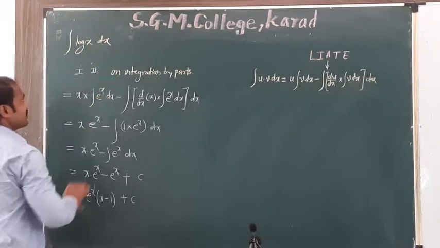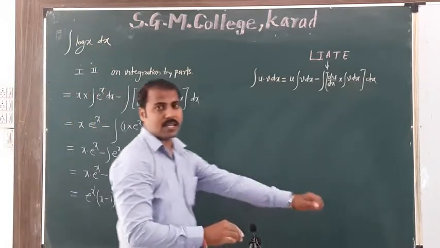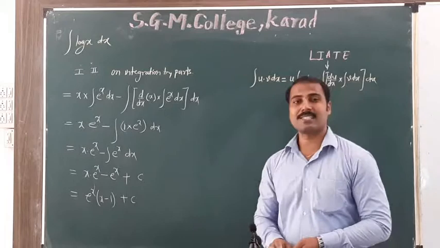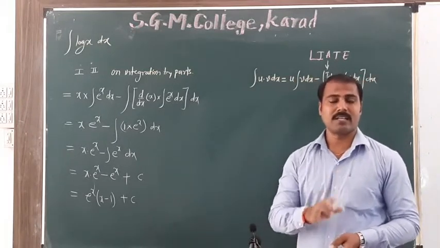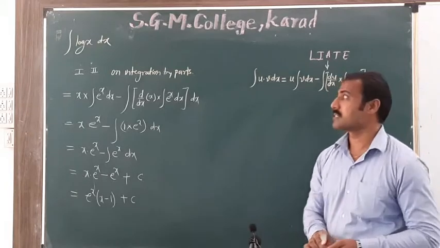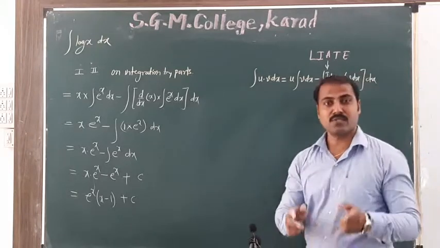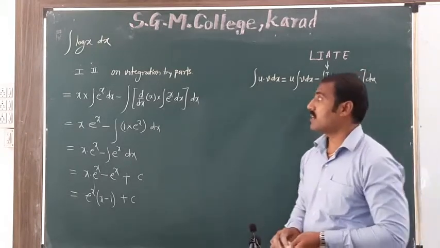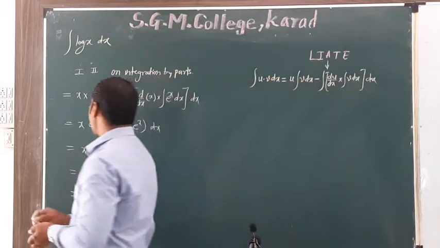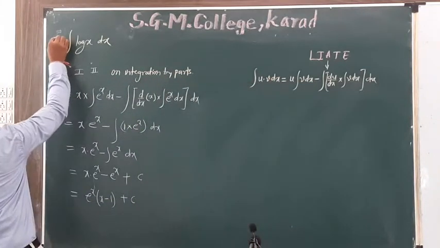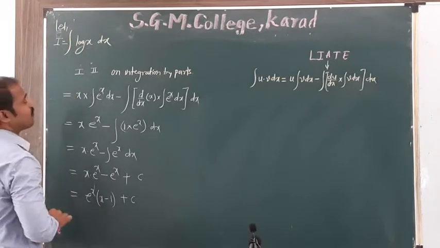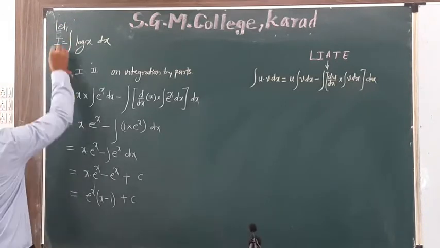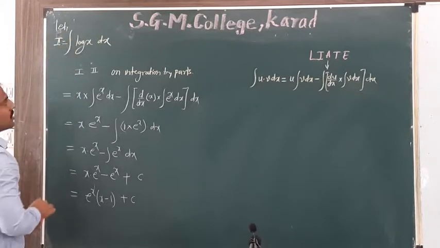Now some students are saying that integration of log x is 1 upon x. Remember, derivative of log x is 1 upon x. Integration of log x is not 1 upon x. And some students are confused in these formulas. Look at here. Clearly it is an example on integration. So first denote the example by I. So starting with, let I is equal to.